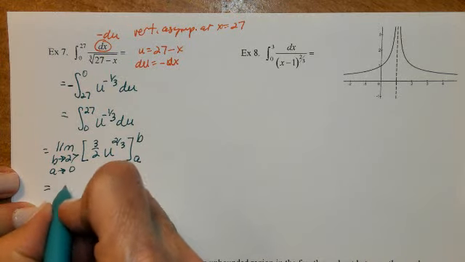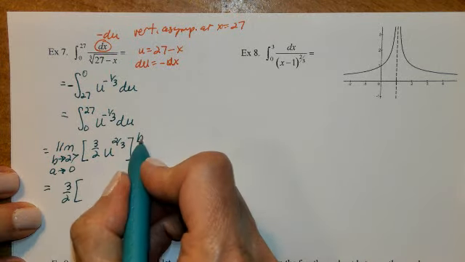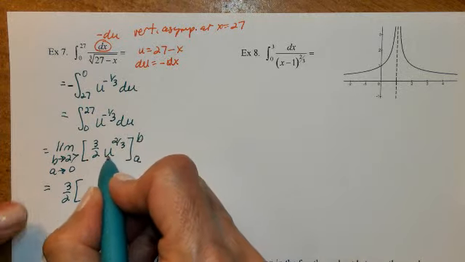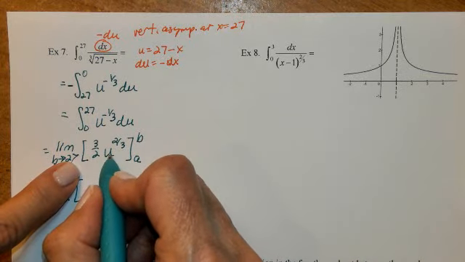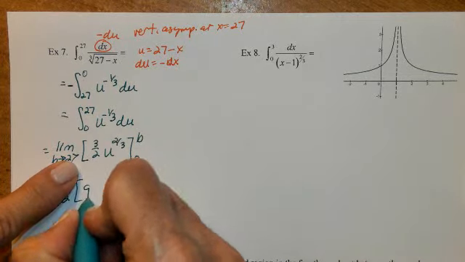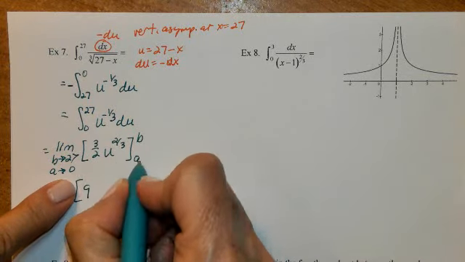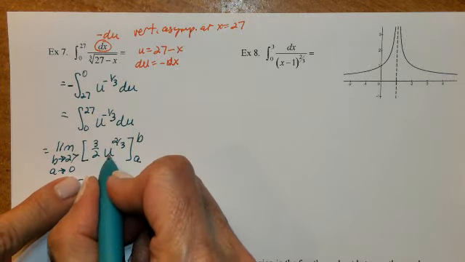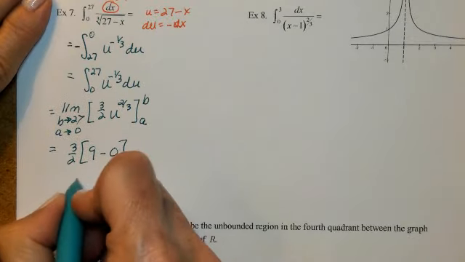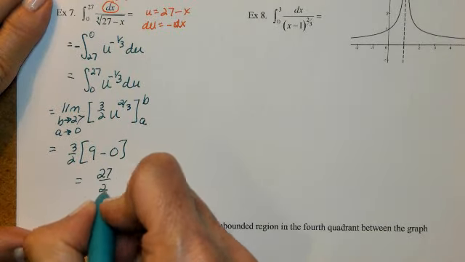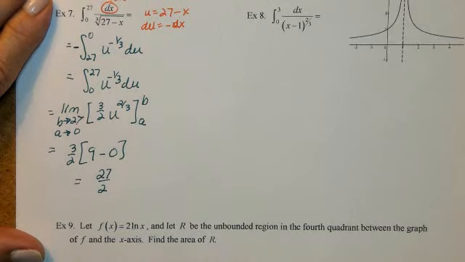Okay. So we're going to have 3/2 times, put b in for u and let b go to 27. So we'll have the cube root of 27, which is 3. 3 squared is 9. And now put a in for u and let a go to 0. That's just 0. So our answer is 27/2. Nice.